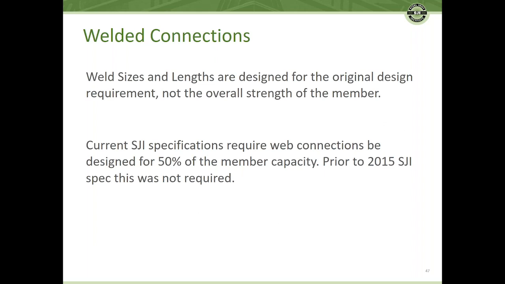When we talk about welding connections, as I mentioned, weld sizes and lengths are designed for the original design requirement and not for the overall strength of the member. However, in 2015, the SJI changed the specification so that all web connections are designed for 50% of the member capacity. That's in tension, and so in some cases this can be a benefit and good to know if your connection is perhaps under designed for the new loads that you have.